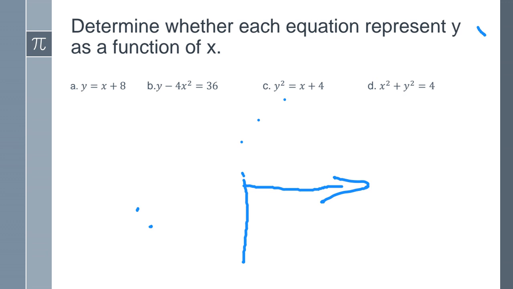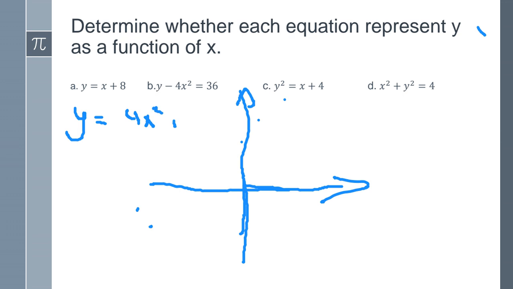Let me draw my x-axis here. I'm going to convert this equation: y is equal to, just for me, I'm going to put it like this, 4x squared plus 36. Now, if I were to graph this, I know that this graph is going to be something along, yes. So I am going to have a y-intercept of 36 and perfect. I have a parabola like that, yes.